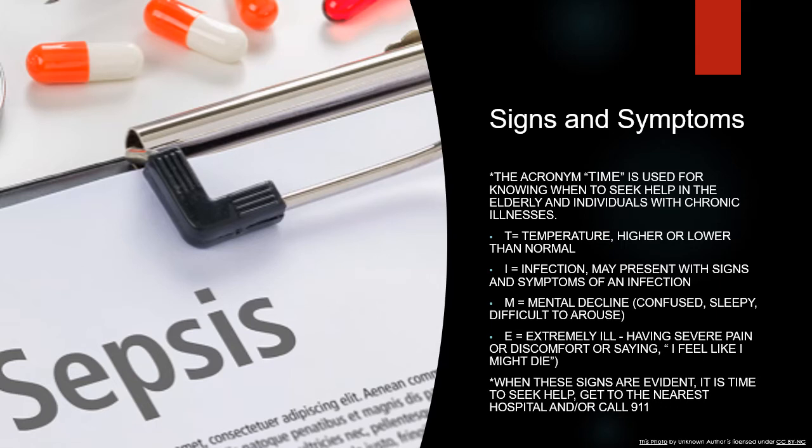Signs and symptoms. The acronym TIME is used for knowing when to seek help in the elderly and individuals with chronic illnesses. T stands for temperature, which is higher or lower than normal. I is for infection, which may be present with signs and symptoms of an infection in the individual. M stands for mental decline, whether the patient is confused, sleepy, or difficult to arouse. E stands for extremely ill, having severe pain or discomfort, or the person may say, "I feel like I might die." When these signs are evident, it is time to seek help, get to the nearest hospital, and/or call 911.